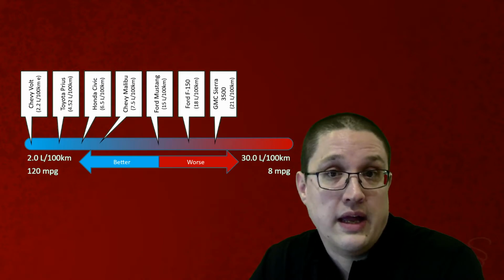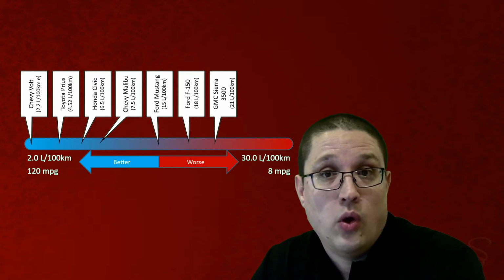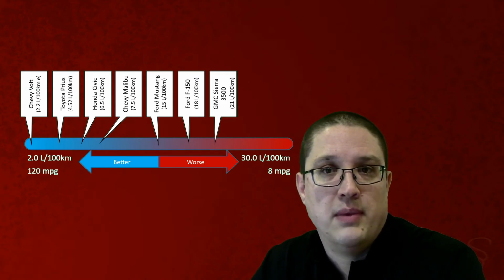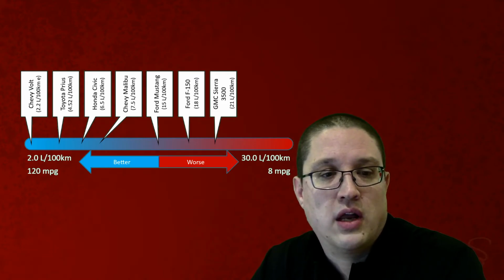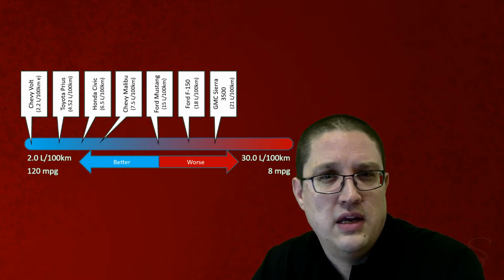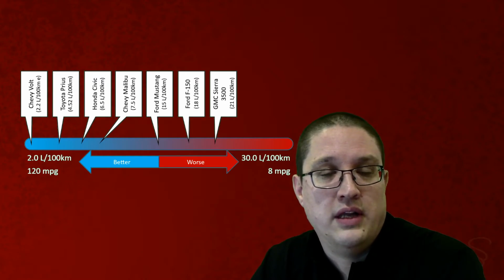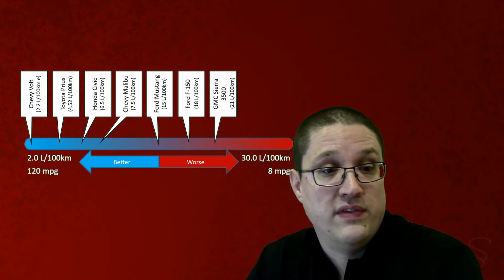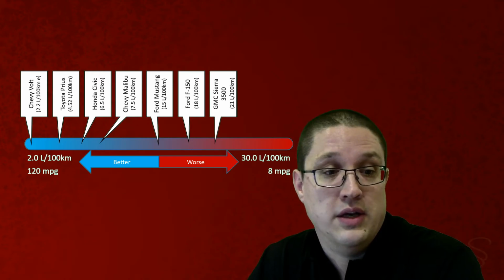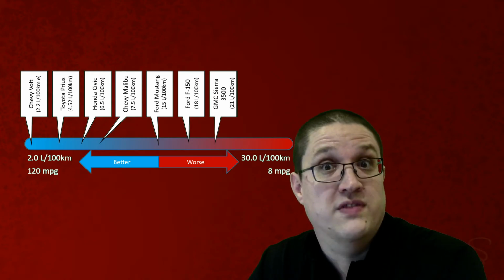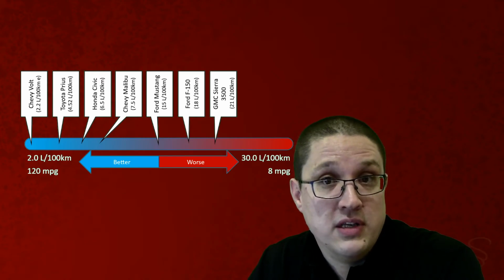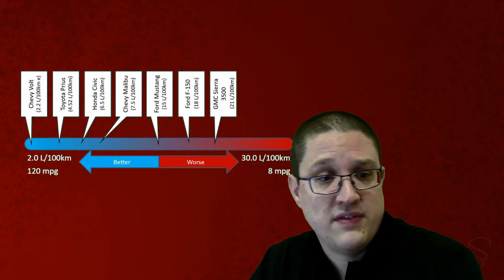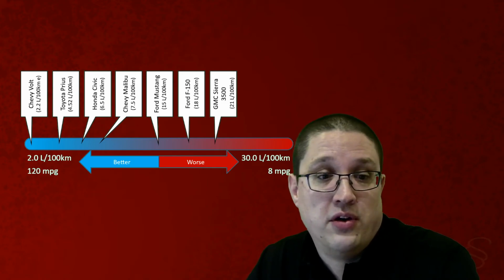So something like a Chevy Volt or a Tesla might have very, very good fuel economy. Electric vehicles are calculated slightly differently. They're calculated based on liters per 100 kilometers equivalent, but a Chevy Volt might get equivalent to 2.2 liters per 100 kilometers, which is very, very good. A Prius might be somewhere a little better than that, 4.5. A Honda Civic might be 6.5 liters per 100 kilometers.